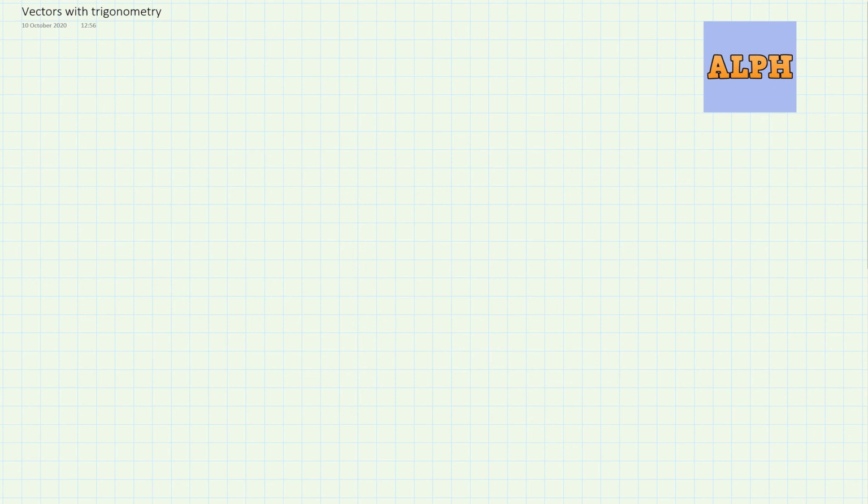So I'm going to talk about using trigonometry to find resultant vectors and to resolve vectors and then combine those two. I think this is something that people find tricky at the start of A-level physics when you're starting mechanics, and it comes up all the time and continues to come up throughout both years of the course. So I thought I'd start with resultant vectors.